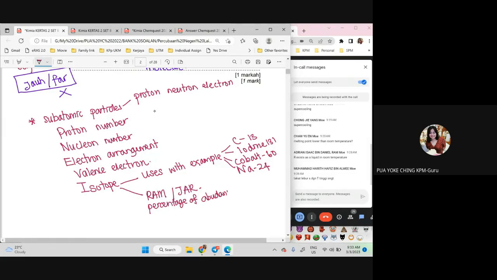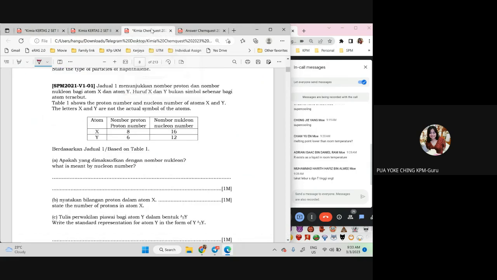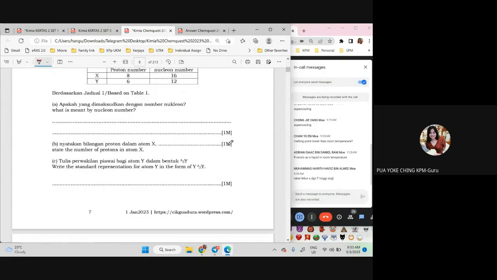Okay, dia minta you kira relative atomic mass-nya dengan diberikan peratusan kelimpahan semula jadi. Okay, natural abundance. So, kalau saya tengok tadi, saya rasa tak ada. Okay, this is the normal one, nuclear number, bilangan proton, standard representation, this is your AZY, jangan lupa.